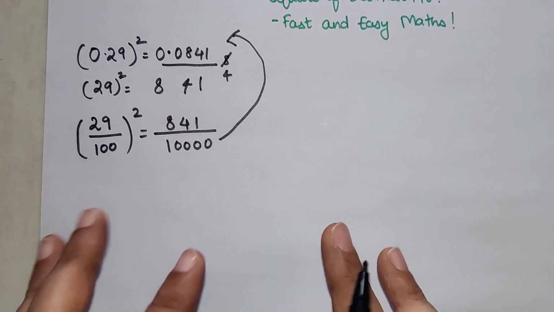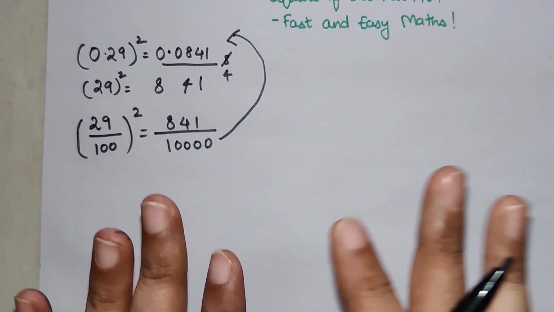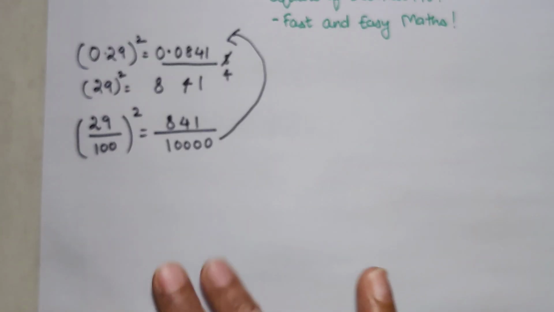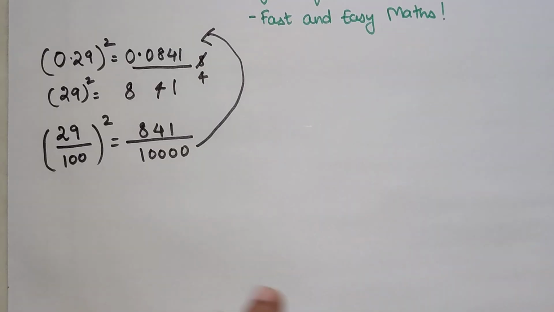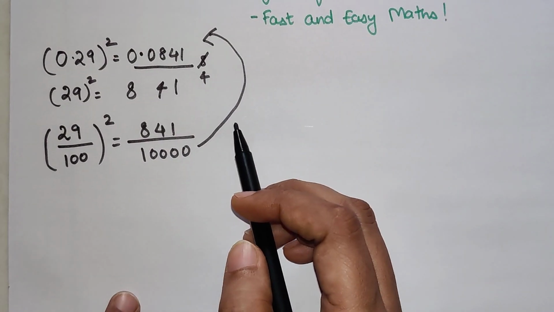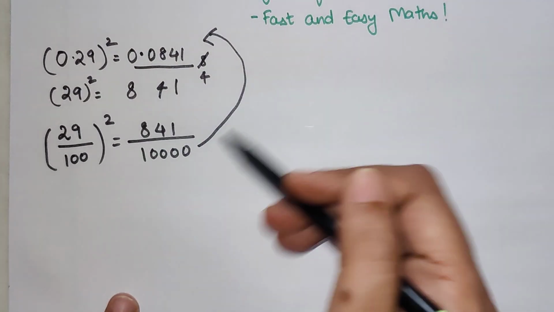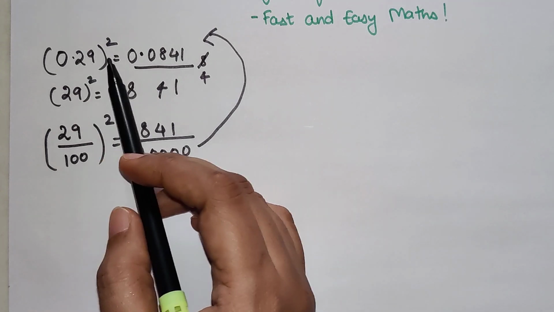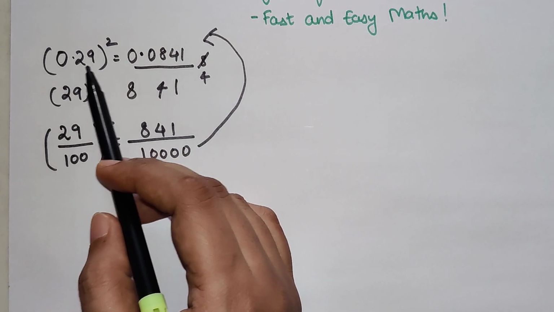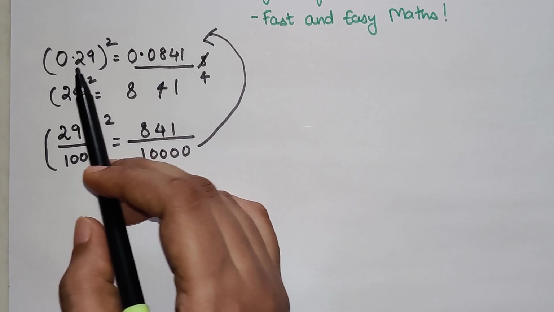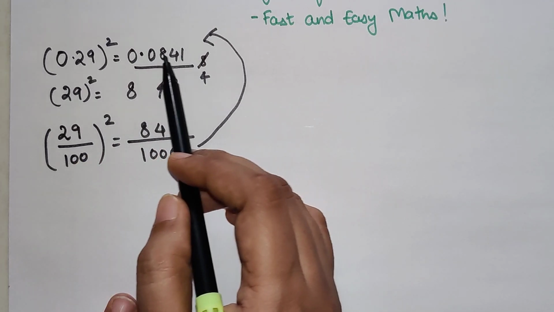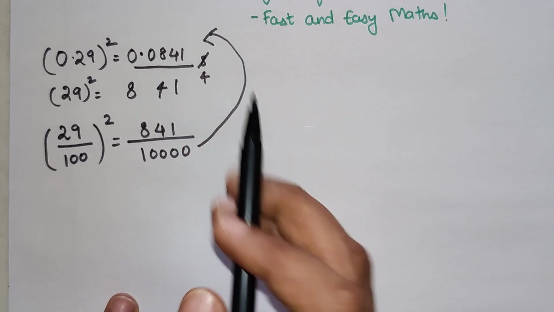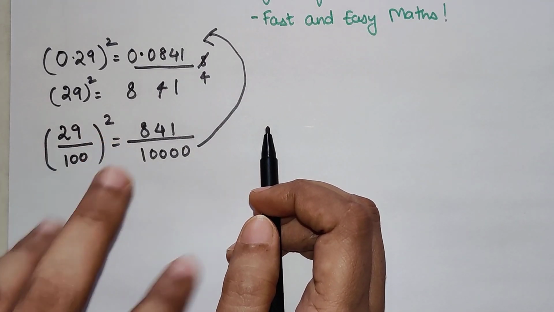But now there is a trick to remember. Whenever you want to take a square of a decimal number, you should put your decimal point in your answer by doubling the digits which are coming after the decimal point in your question. So here we had how many digits? 2 digits. So double of 2 is what? 4. So you need 4 digits after your decimal point in your final answer.